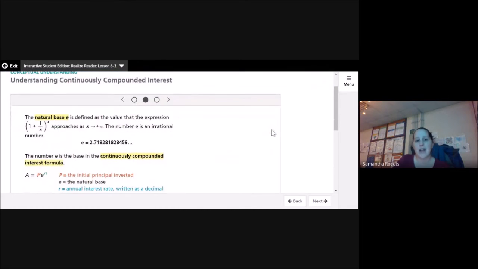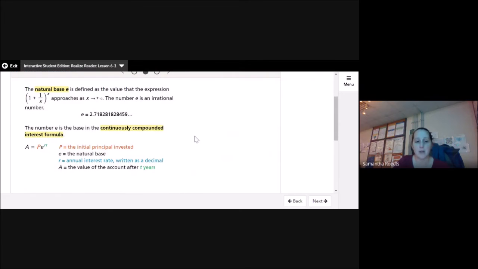So the natural base e is defined as the value that the expression (1 plus 1 over x) to the x power approaches as x approaches positive infinity. The number e is an irrational number. e equals 2.718281828459. You can see that it goes on forever. It's irrational, so it never repeats, never ends.